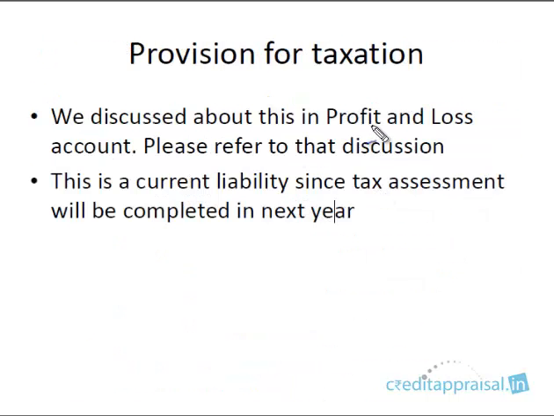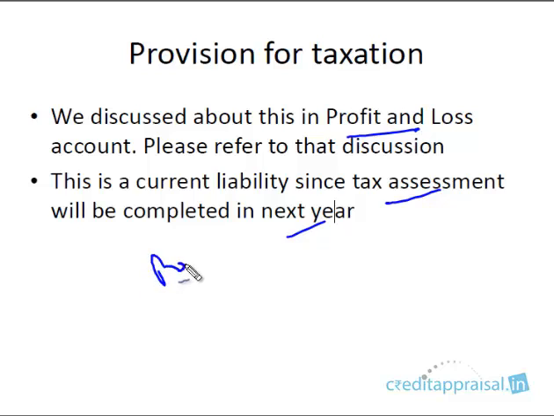Then the next item is provision for taxation. We have discussed this item in the P&L account. It might be a bit advanced topic. I have told that earlier at that stage itself, so refer back to the section. If you find it comfortable, you can go through that entire section, or if you're not comfortable, no problem. Whenever you see provision for taxation, you can classify it under current liability, because the tax assessment will be completed in the next year.